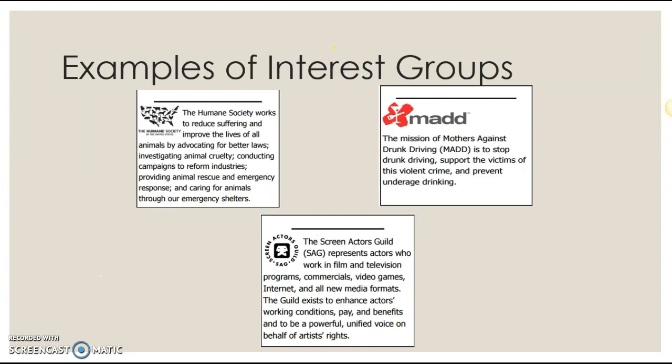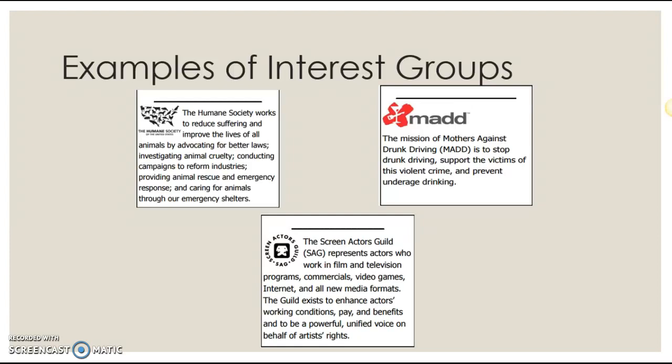Here are a couple of examples of interest groups. The Humane Society is one of them. It works to reduce suffering and improve the lives of all animals by advocating for better laws, investigating animal cruelty, and conducting campaigns to reform industries. They also provide animal rescue and emergency response and care for animals through their emergency shelters.